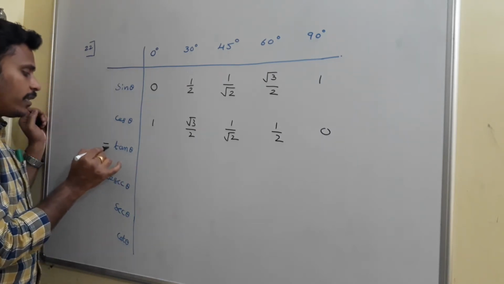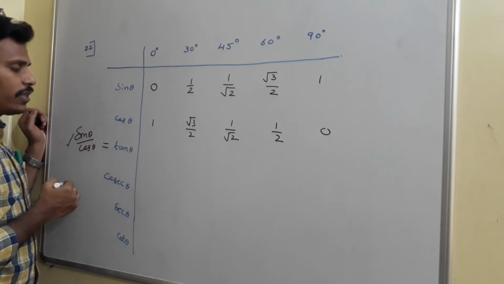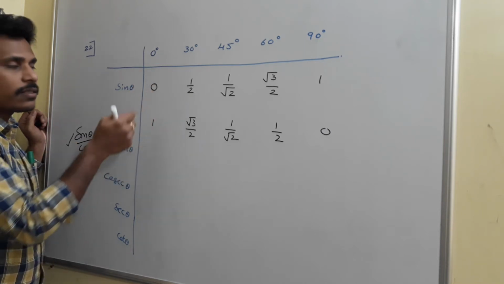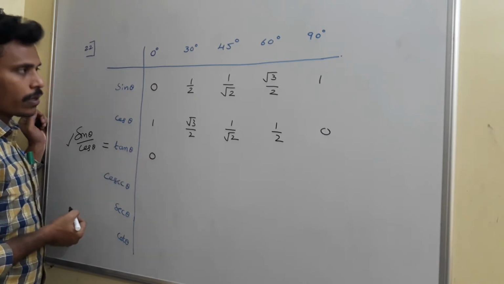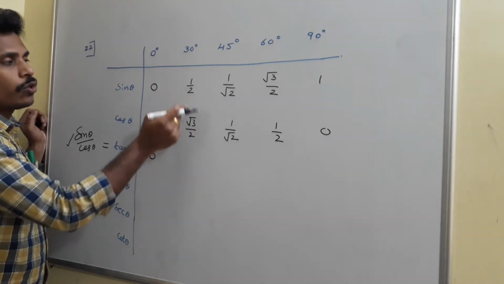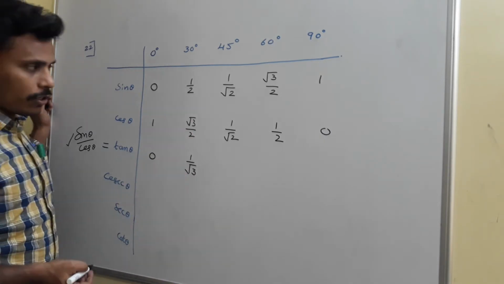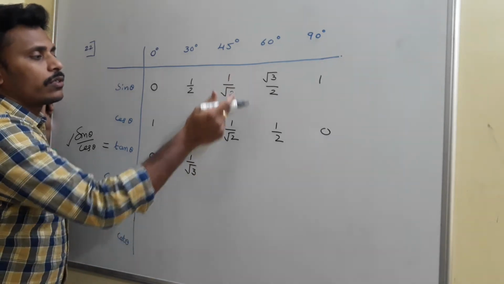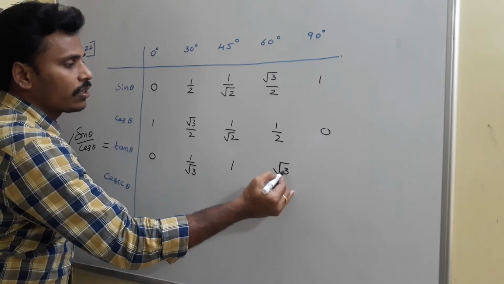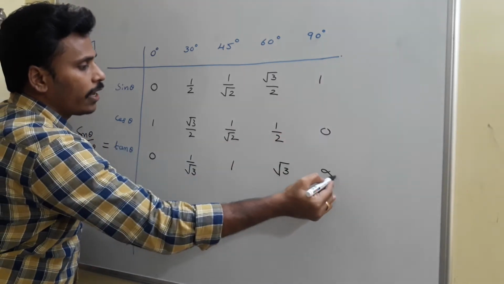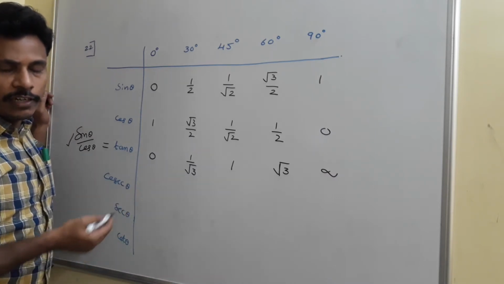We know that tan theta is equal to sin theta by cos theta. With this idea, tan of 0 degrees is sin 0 degrees by cos 0 degrees. So 0 by 1 is 0. And now the denominators will get cancelled, and you are left with 1 by root 3. Tan 30 degrees is 1 by root 3. And for tan 45, the ratio is 1. So tan 45 is 1. And if you divide, tan 60 degrees is root 3, whereas 1 by 0 is infinite, and tan 90 degrees value is undefined, it's an infinite value.